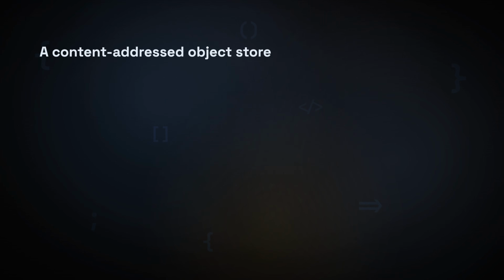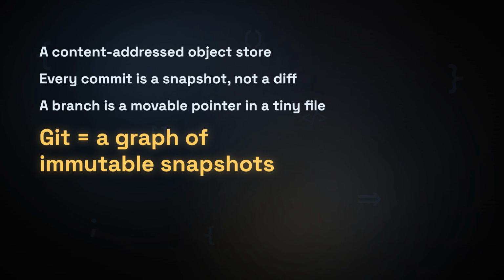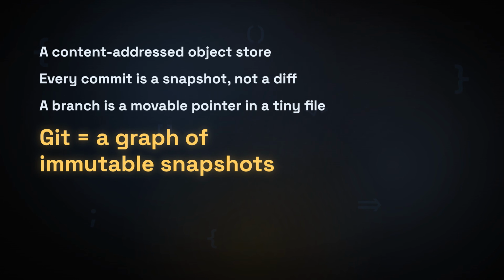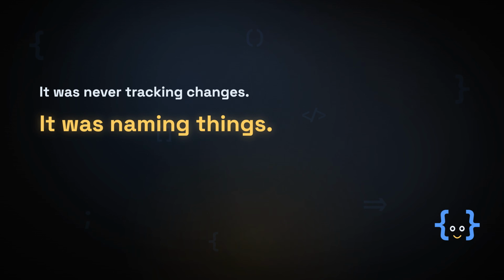So here's what Git really is, underneath every command. It's a content-addressed object store, where each blob, tree, and commit is named by the hash of its own contents. Every commit is a complete snapshot, not a diff. A branch is just a movable pointer in a tiny file, and head points at the branch you're on. Stack those ideas up, and Git is one thing, a graph of immutable snapshots welded together by their fingerprints. The next time you commit, branch, or merge, you'll know exactly what's happening behind the curtain.